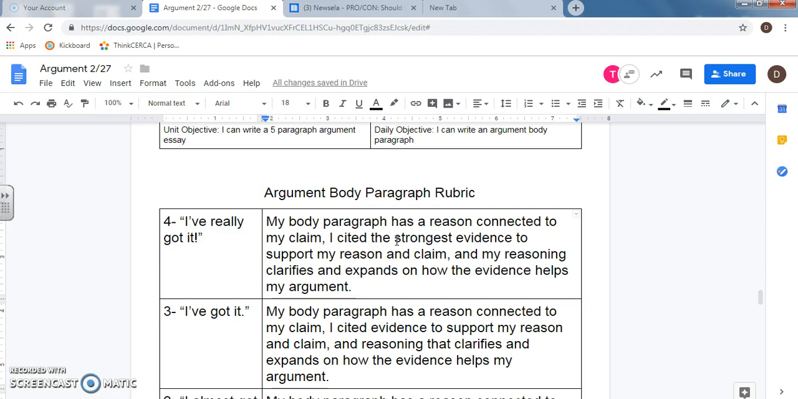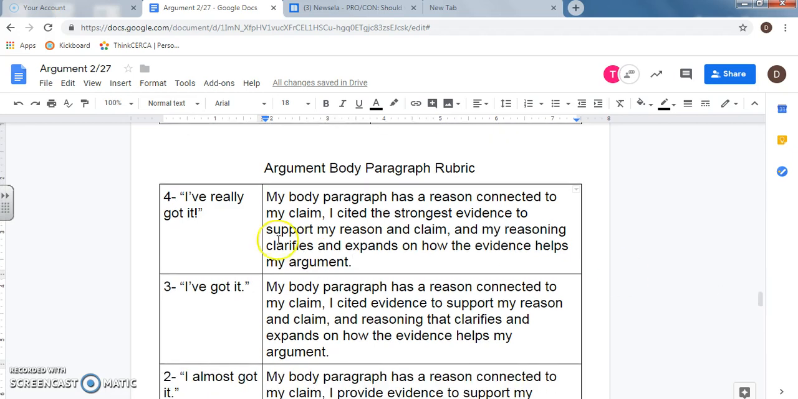There's going to be some good evidence, but there's always going to be one piece or a couple pieces that are the strongest evidence that really help you hammer home your argument and prove your point. Okay, so that's the difference between a 4 and a 3 on these paragraphs, is whether you're using the strongest evidence or just a good piece of evidence to support your reasons and claims.